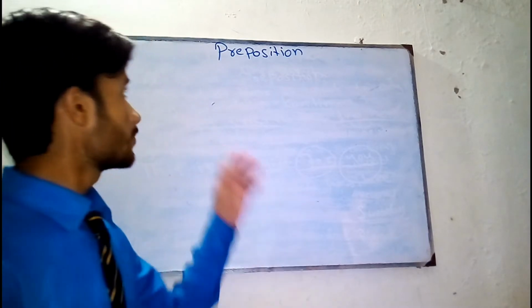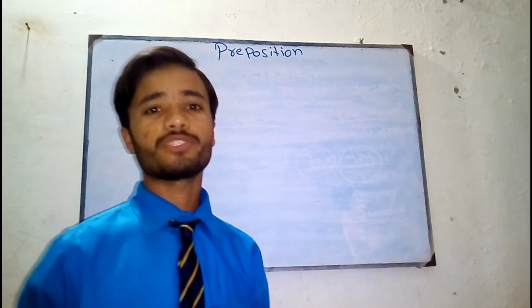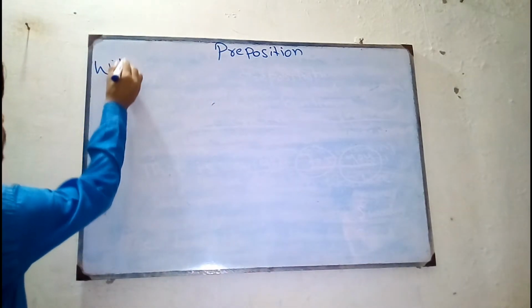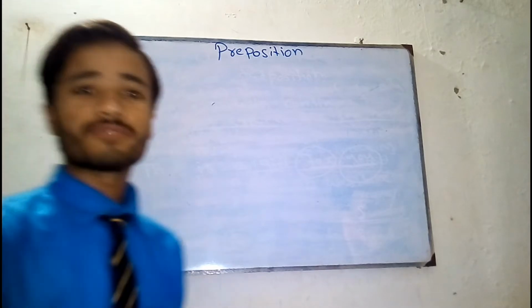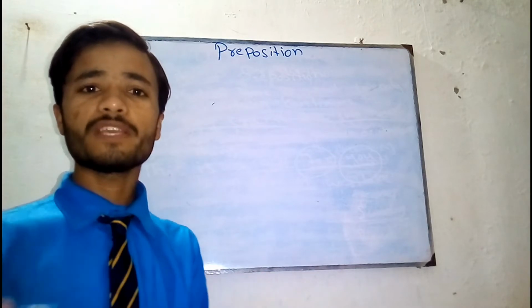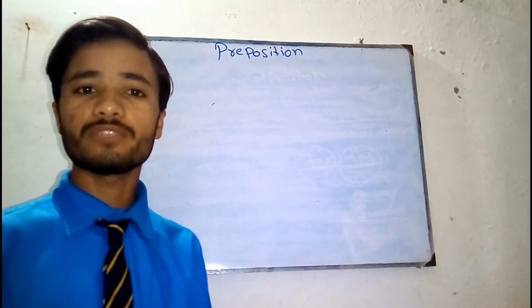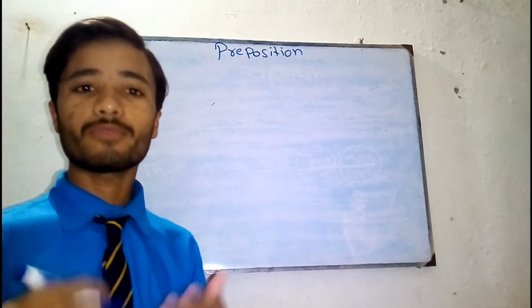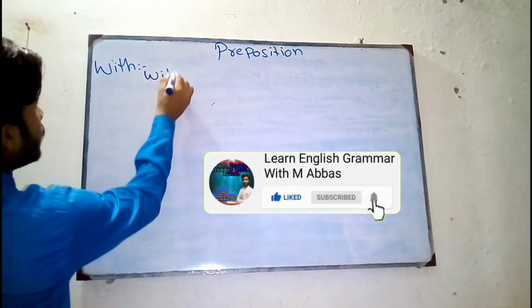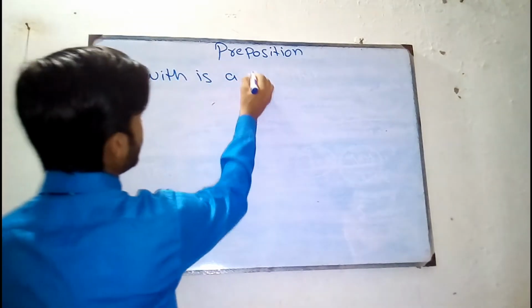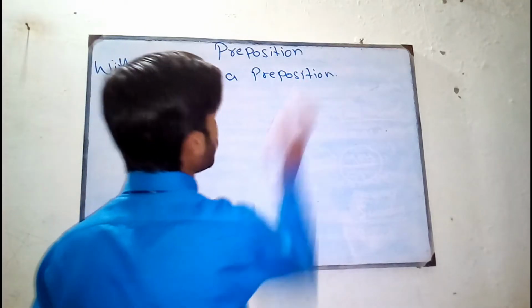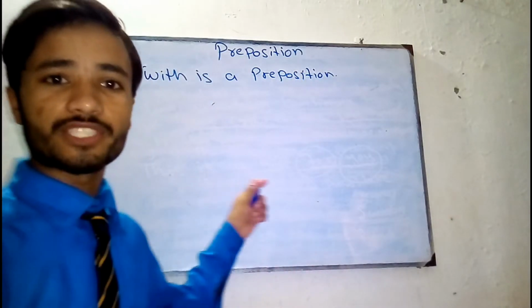Today our topic is preposition. I am going to present another preposition which is "with". Now what is "with"? It is a preposition with us right now, but I want to explain it, and I want to know what it means, where to use it, how to use it, and what the usage of it is, right? So see, "with" is a preposition according to the grammar.